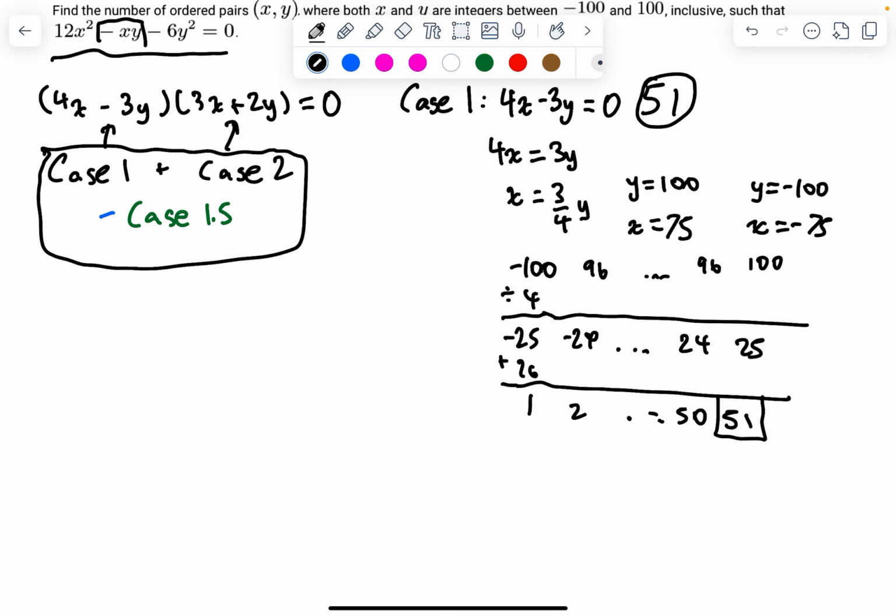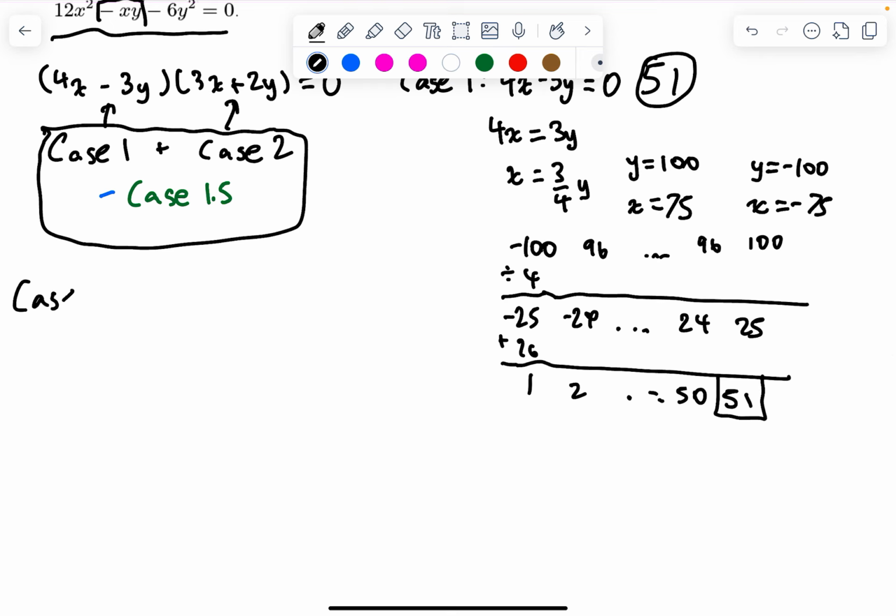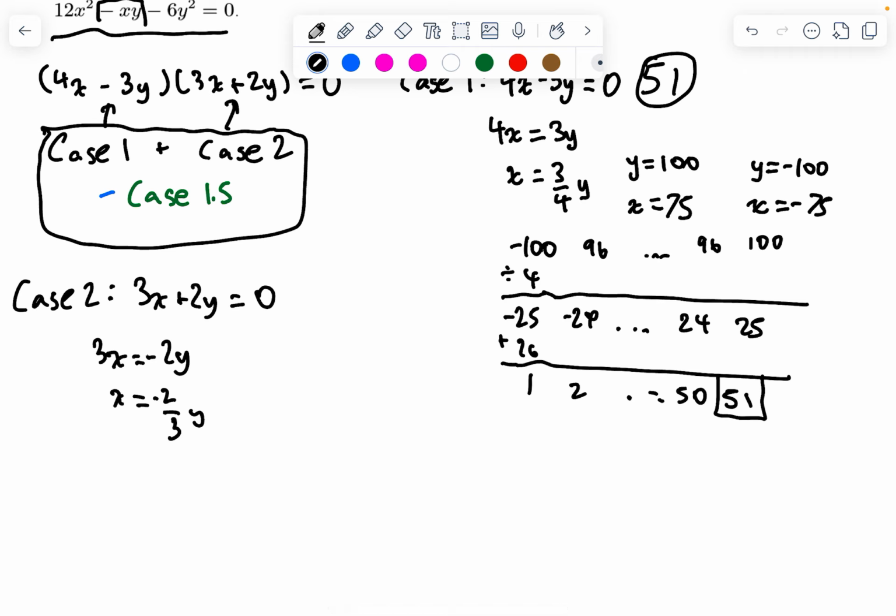I'll just circle this. 3x + 2y = 0. 3x = -2y, so x has to equal -2/3 y. So how can we figure this out? Well, we can do a similar thing, but we know that y would have to be a multiple of 3 so that x is an integer. So if y equals 99, x would equal negative 66. But if y equals negative 99, x would equal 66.